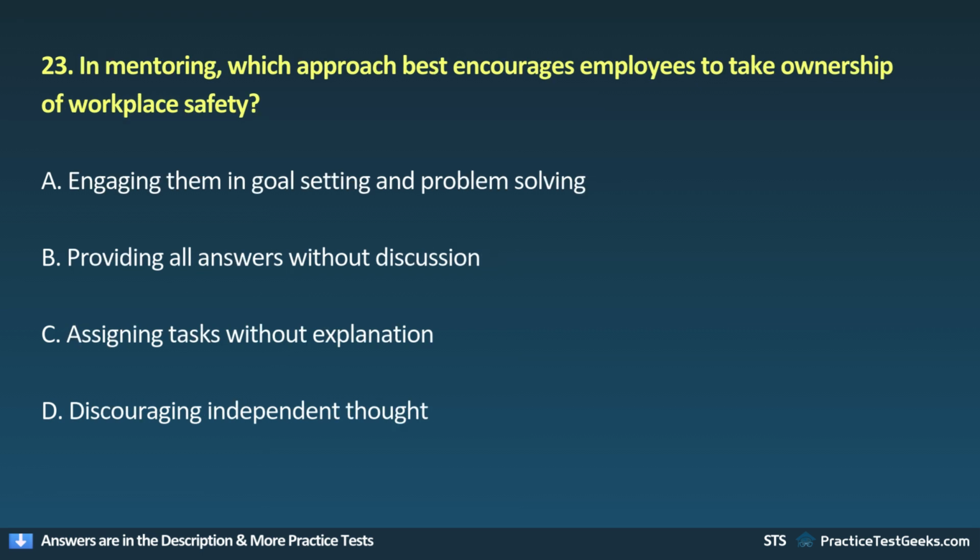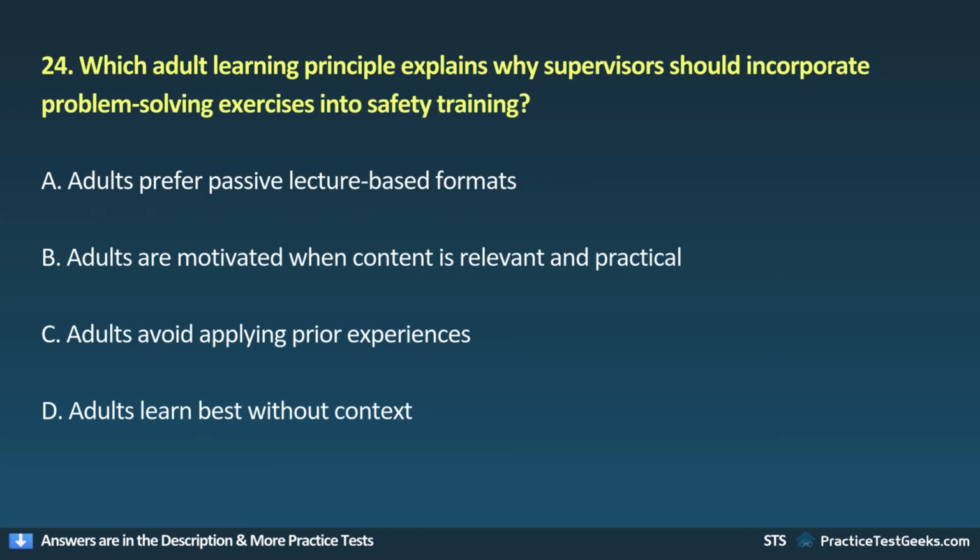23. In mentoring, which approach best encourages employees to take ownership of workplace safety? A. Engaging them in goal setting and problem solving. B. Providing all answers without discussion. C. Assigning tasks without explanation. D. Discouraging independent thought.